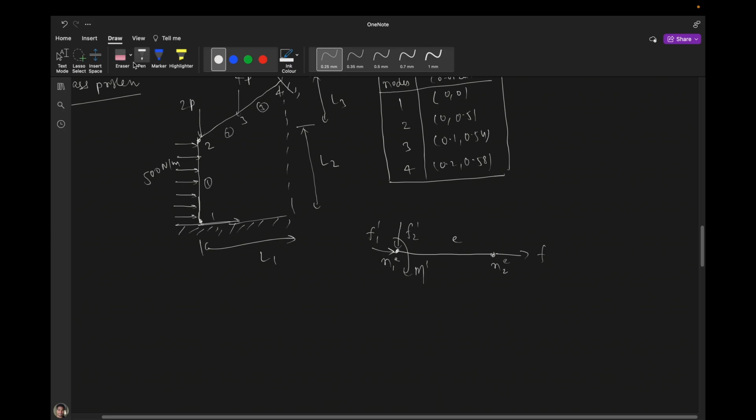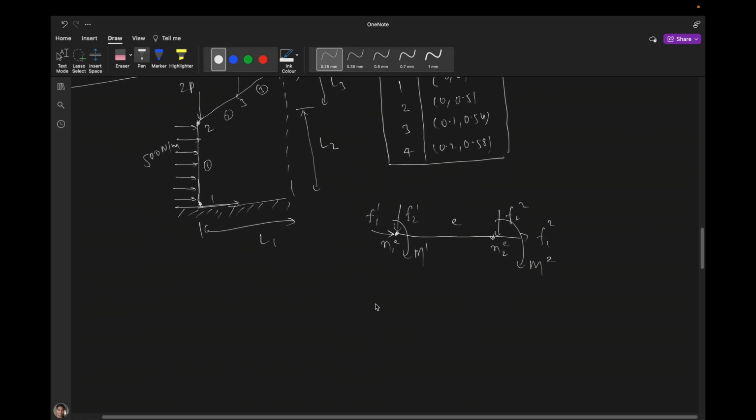I will write this as E. So it also has F1 2 and F2 2, and a moment is also acting on this. And if I talk about the displacement, these are all about the forces which are acting on it.